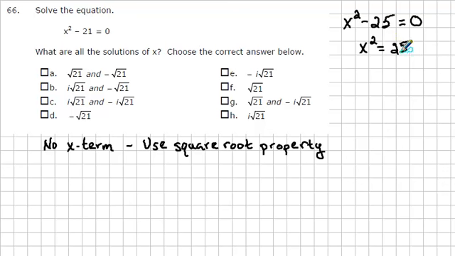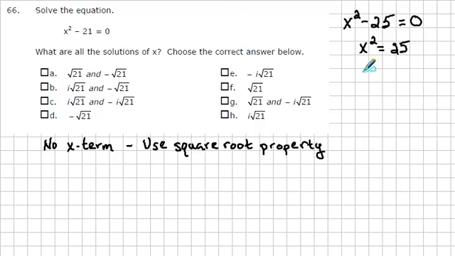So what we would do is we would try to think, what are the numbers that you can square to get 25? Well, the first number that comes to my mind is 5. 5 times 5 is equal to 25. However, we need to think about the negative numbers as well. Negative 5 times negative 5 is also equal to 25.